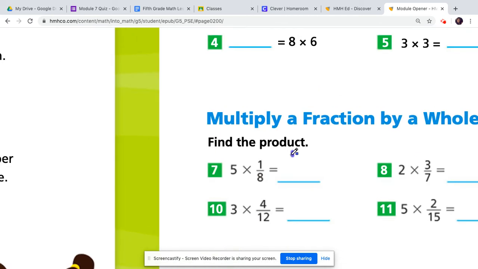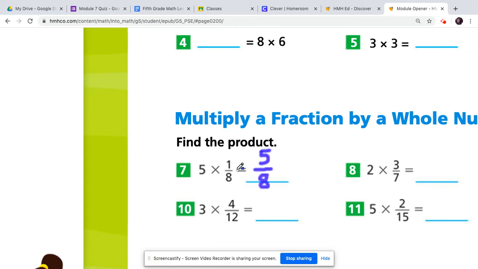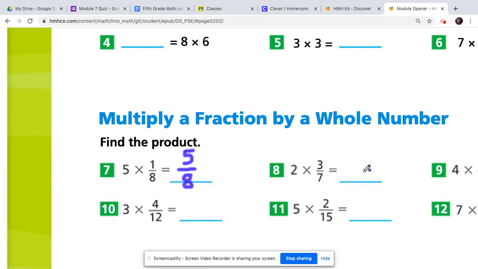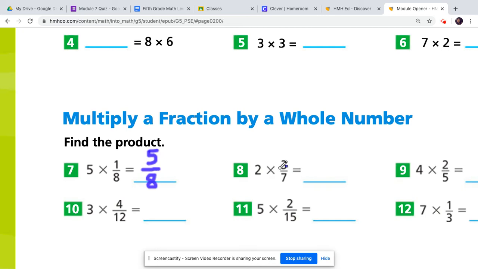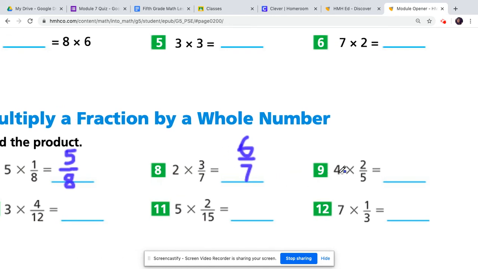So that's what we're going to put over here. 5 8ths. I have 5 groups of 1/8. Think about this. If you have 5 chips that are each 1/8, you'd have 5 8ths. Same thing over here. If you have 2 groups of 3 7ths, then one group of 3 7ths is 3 7ths. Two groups of 3 7ths, 3 plus 3, is 6. Denominator doesn't change, 7.